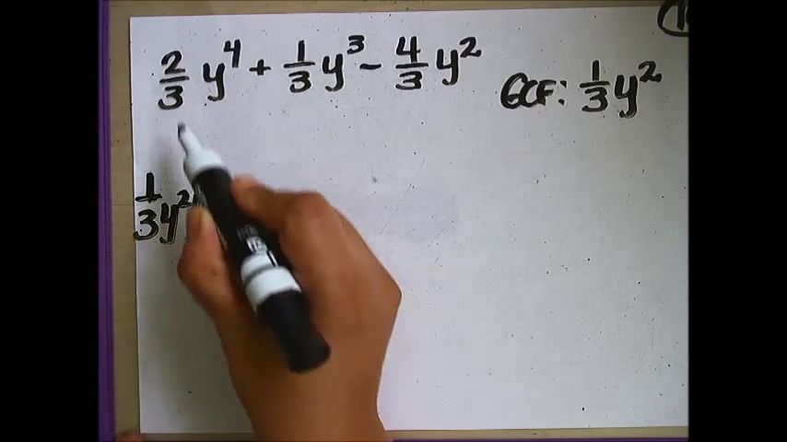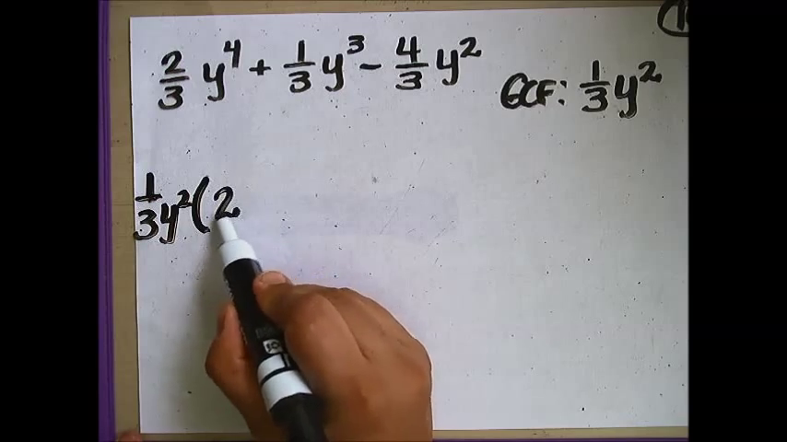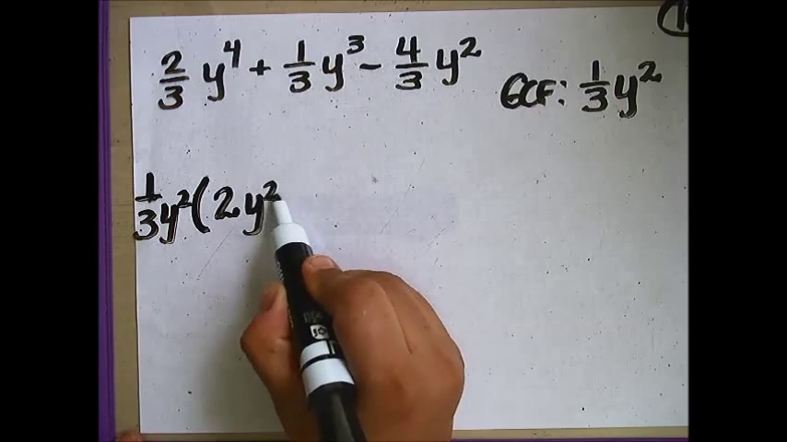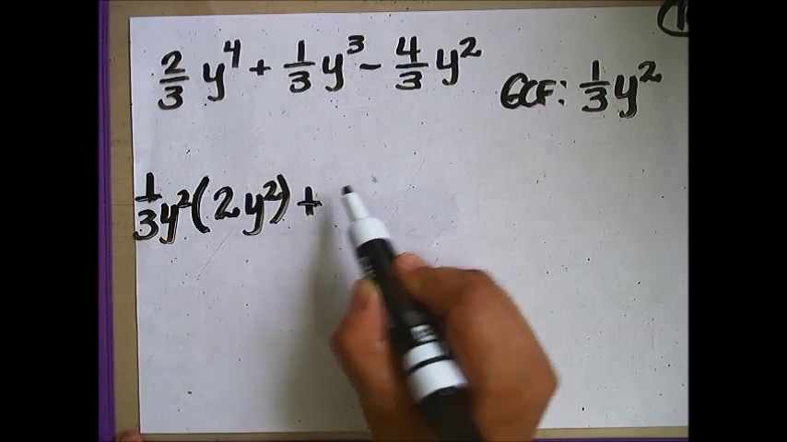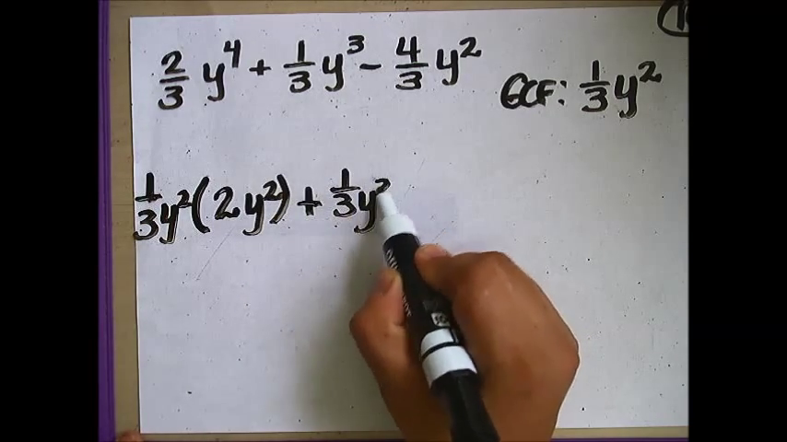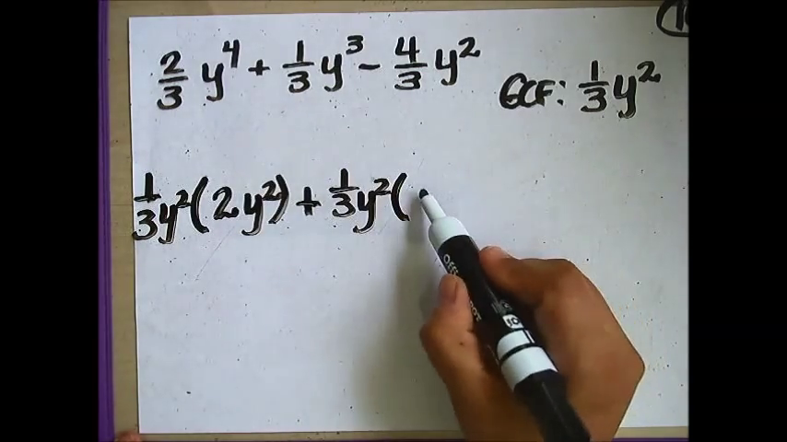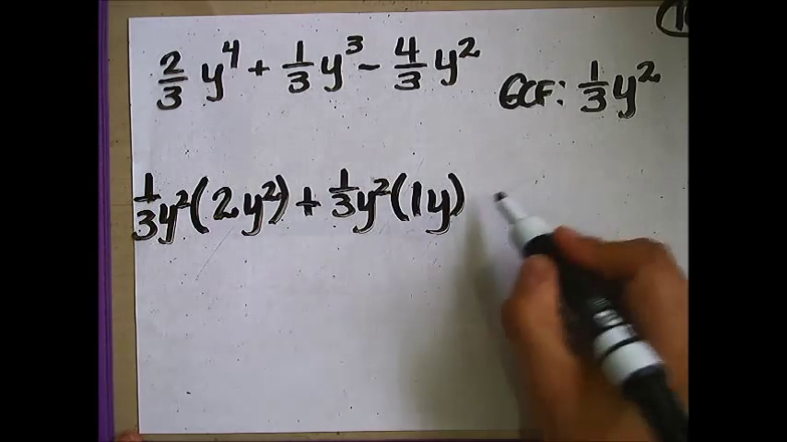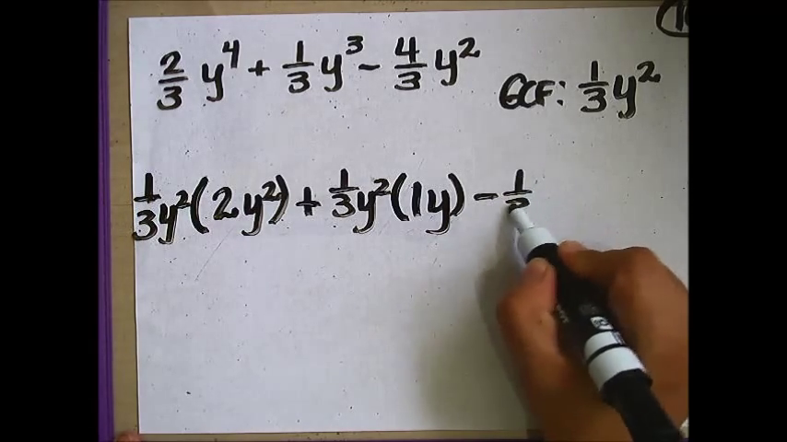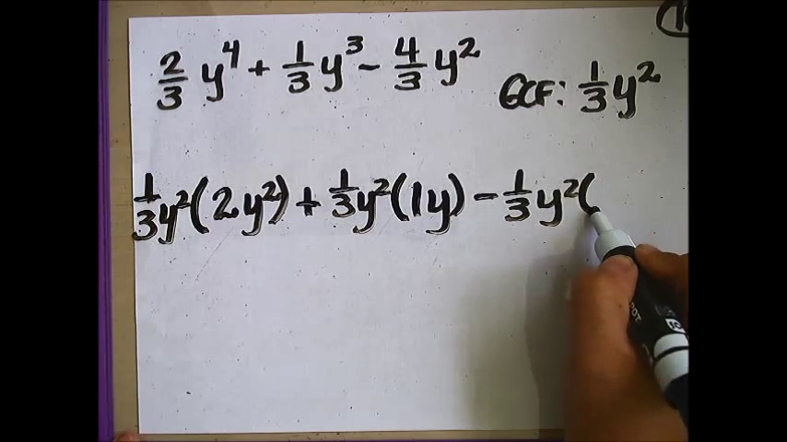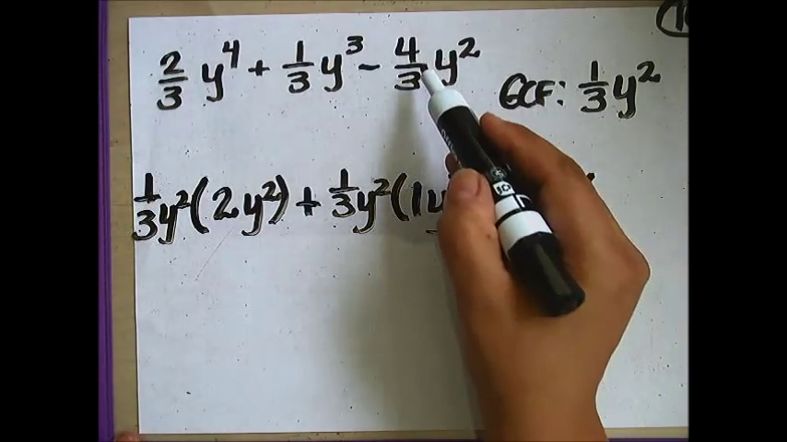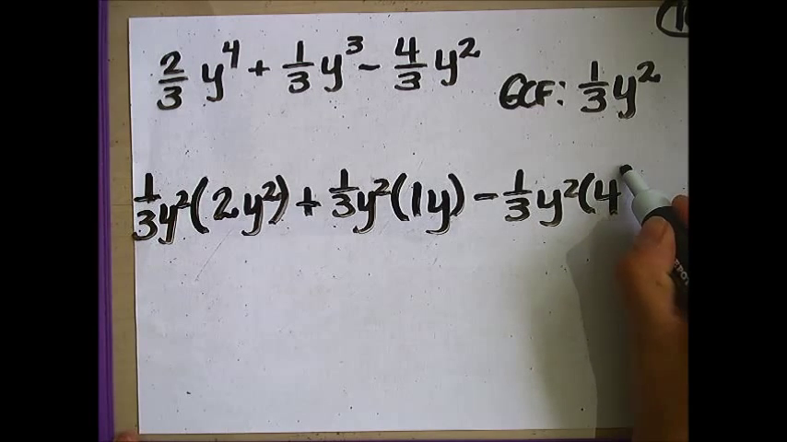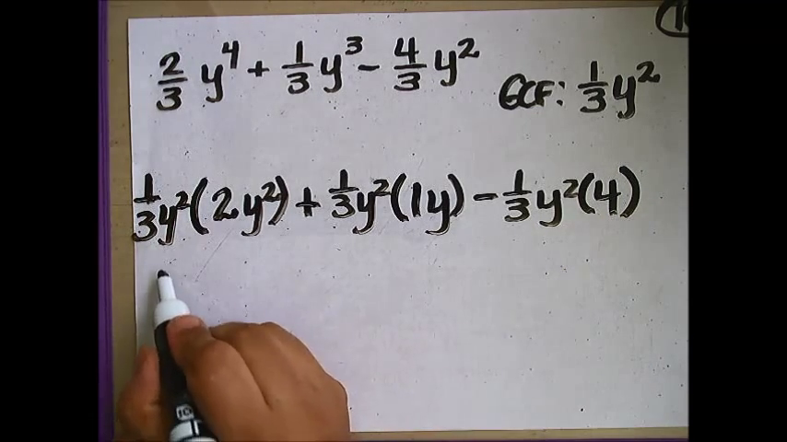So 1/3 times 2 will give you 2/3. So we just put a 2 here. Y squared times y squared gives me y to the fourth. Plus 1/3 y squared, so your greatest common factor. 1/3 times 1 is 1/3. Y squared times y will give you y to the third. Minus our greatest common factor times 1/3 times 4 gives me 4/3. Y squared times 1 gives me y squared, so I'm done there.